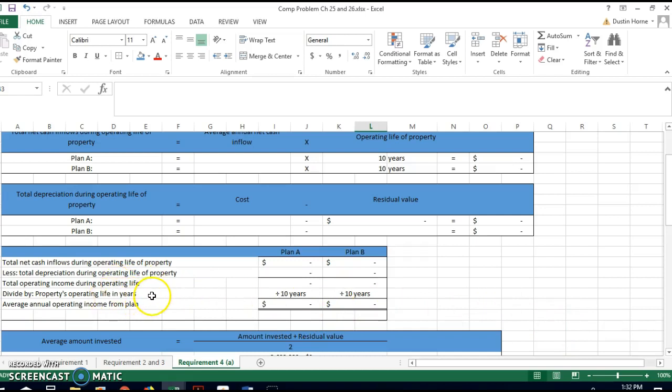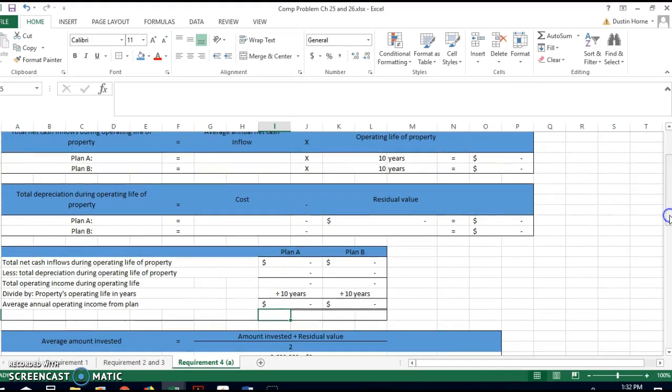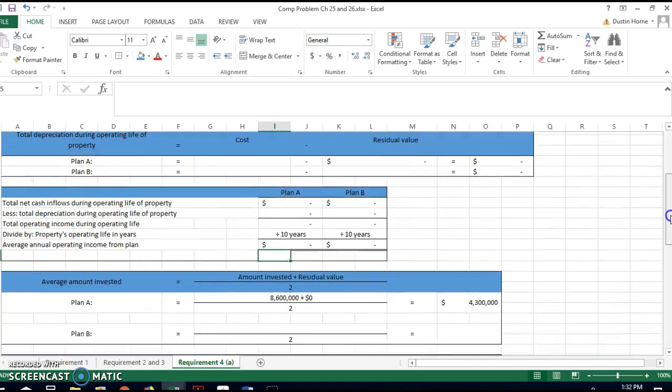Divide by the property's operating life in years. These are easy because they're 10 and I went ahead and put them in. So honestly, this is all going to be done for you if you get all this up here right. And if you have a problem with your formula or something, save what you've done and message me and say, hey, look at this, see what I did wrong. If you attach your document, I can do that for you.